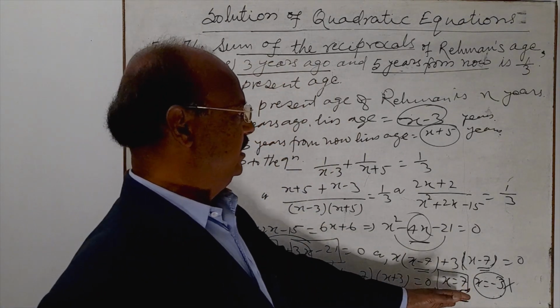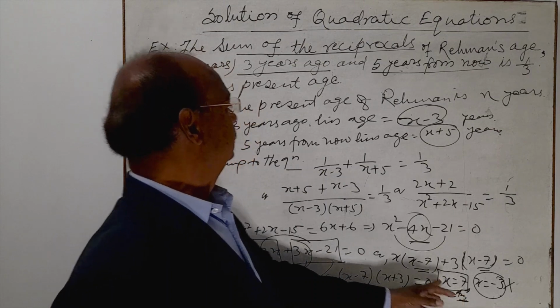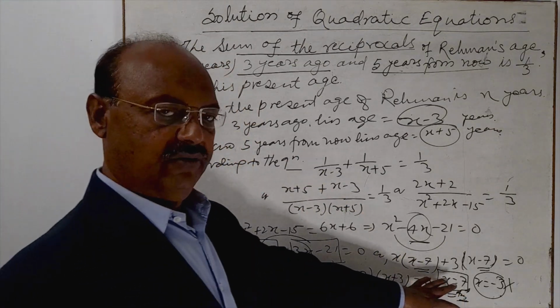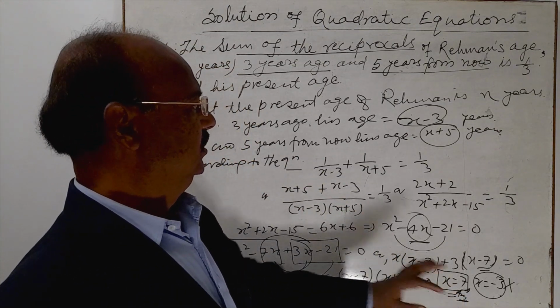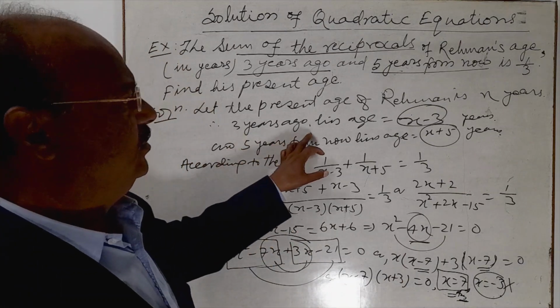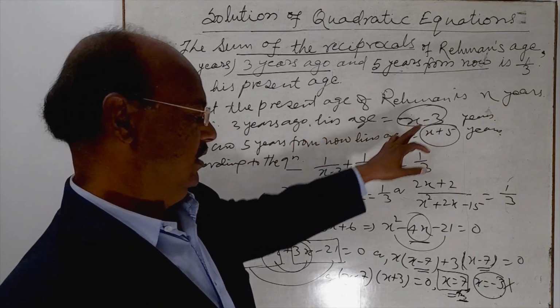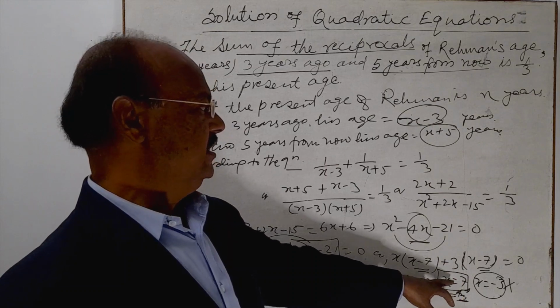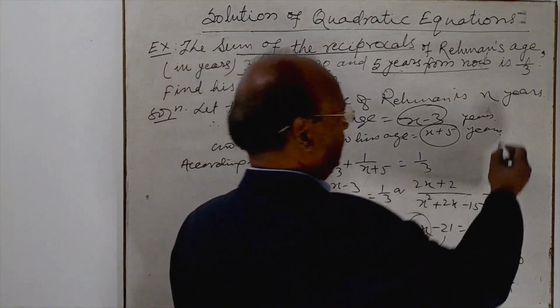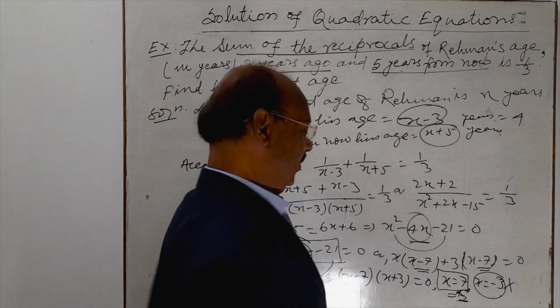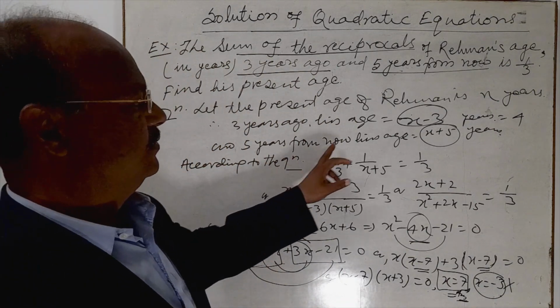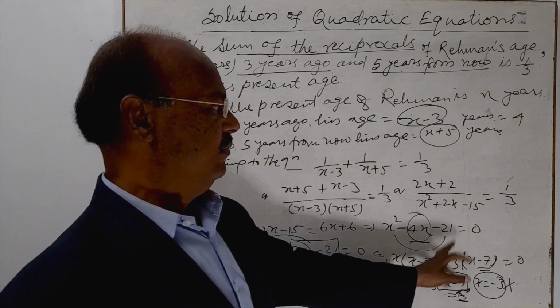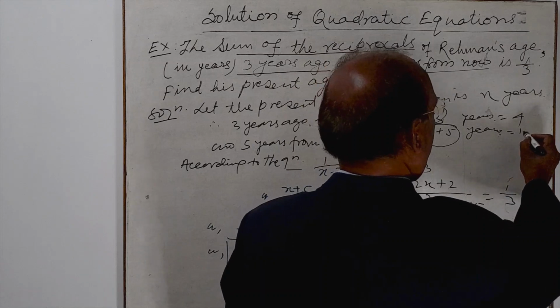And you can verify it, to check whether this answer is right or wrong. So 3 years ago his age is x minus 3, means 7 minus 3, that is 4. This is equal to 4. And 5 years from now his age will be 7 plus 5, that is 12.